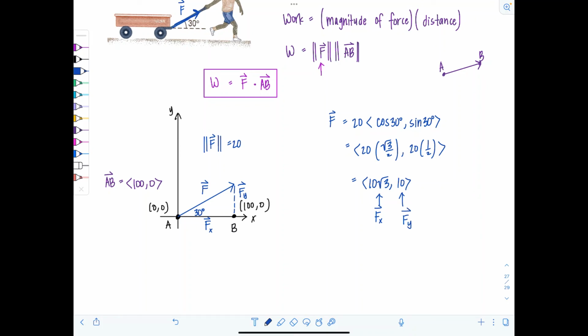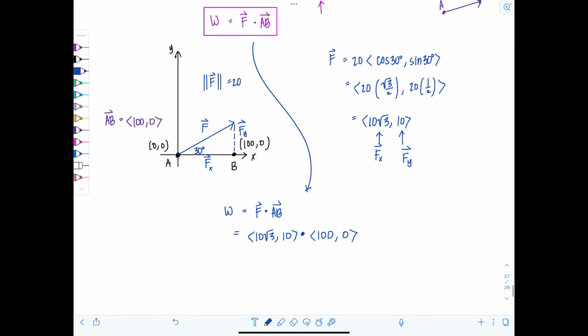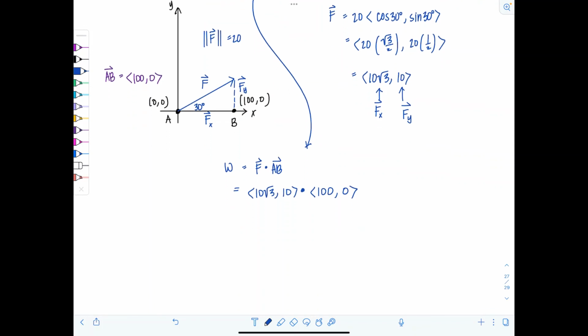Okay, so now we're ready to roll. Work equals force dotted with AB. So work is going to equal F dot AB. Where's F? Right there. 10 rad 3, comma 10, dotted with AB, which has components 100, 0. 10 rad 3 times 100 is 1000 rad 3, plus 0.